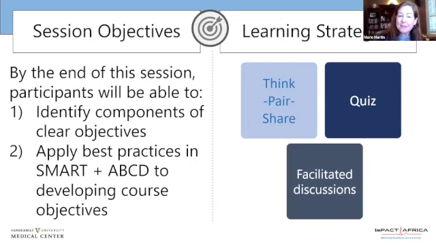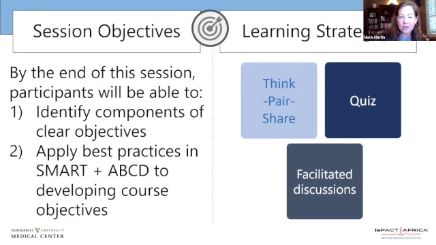We'll have some think, pair, share activities, which will be in the form of breakout rooms. And that's where I'll pose a question, just like Dr. Bon did last week. And that will be an opportunity for you to share and receive feedback in a small group setting. And then we'll also try out a quiz or a poll through the virtual platform, just as an additional way to have a low stakes assessment.